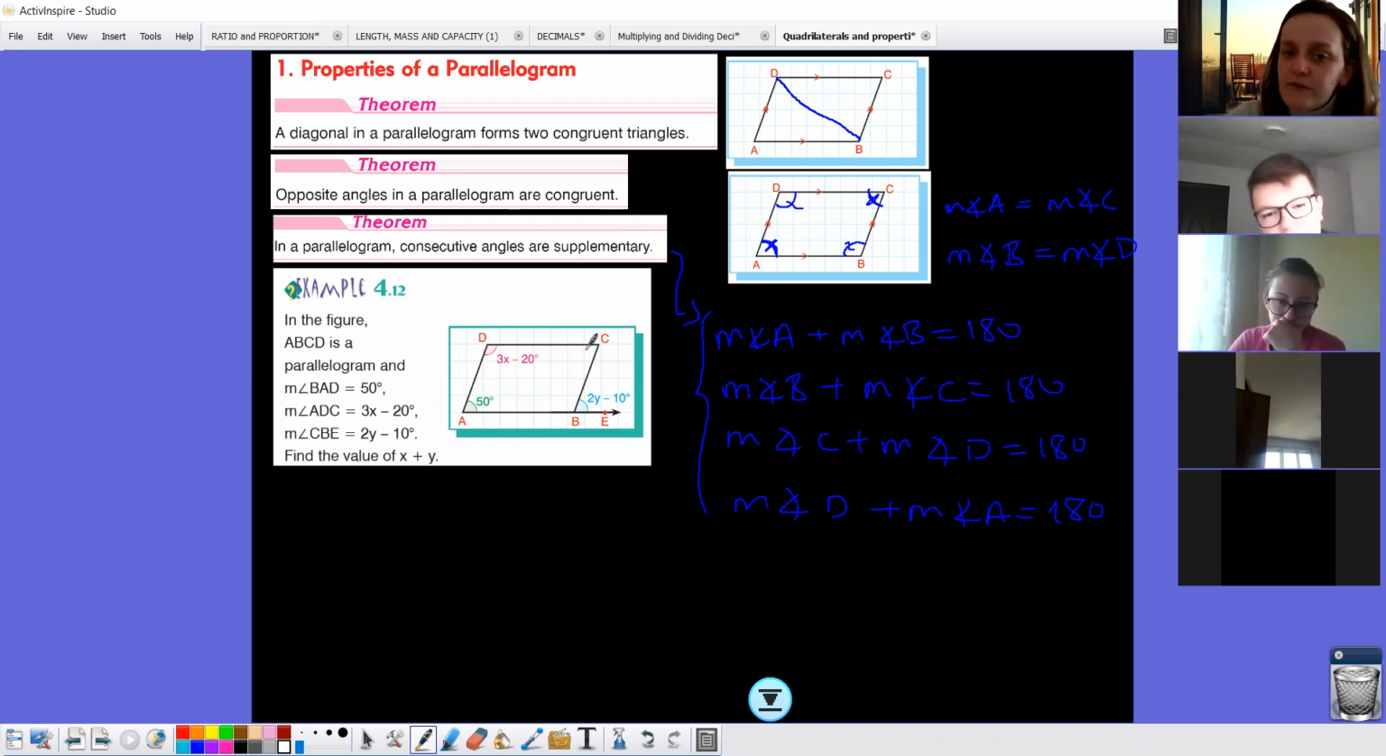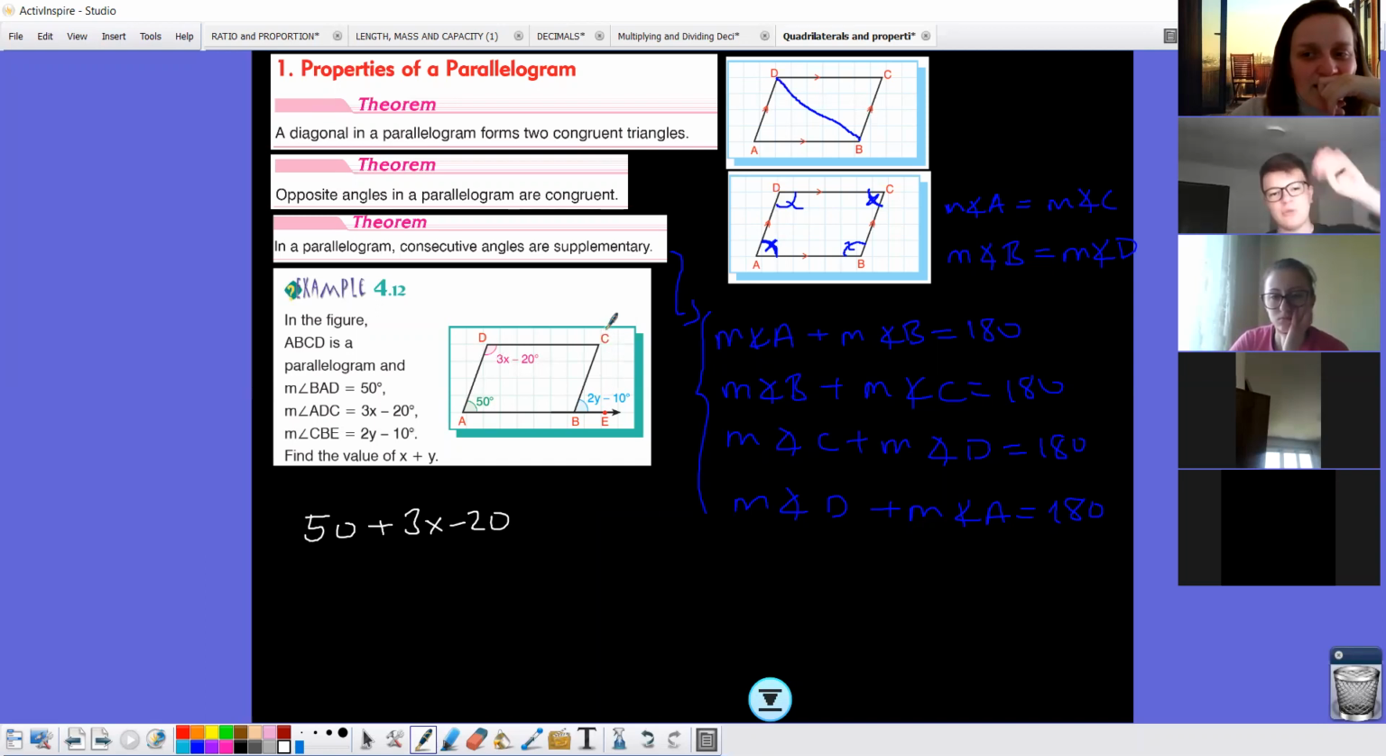We can say also that C is 50. Firstly, A and D are consecutive angles, and teacher, 2y minus 10 plus 3x minus 20 are equal to 180. Are you sure? Yes, 180, because it is a parallelogram, teacher. It will be 180 if we take that up.